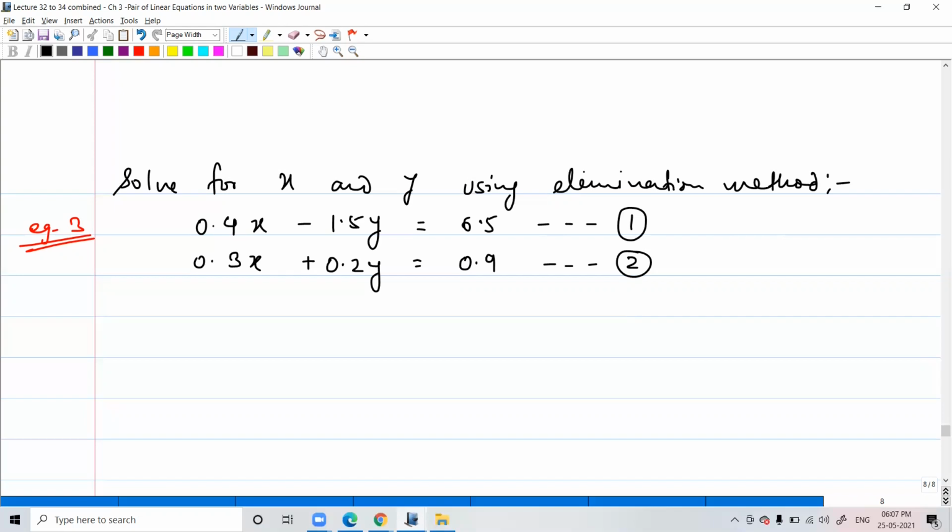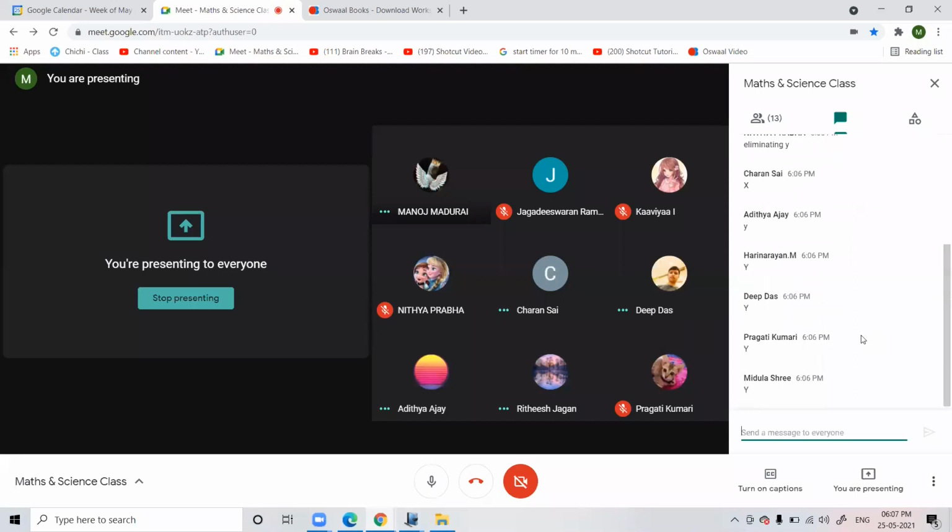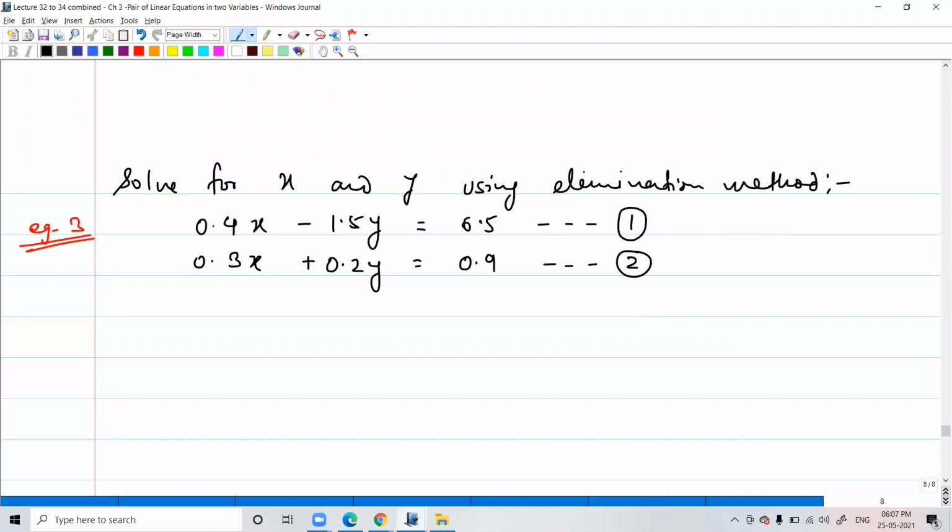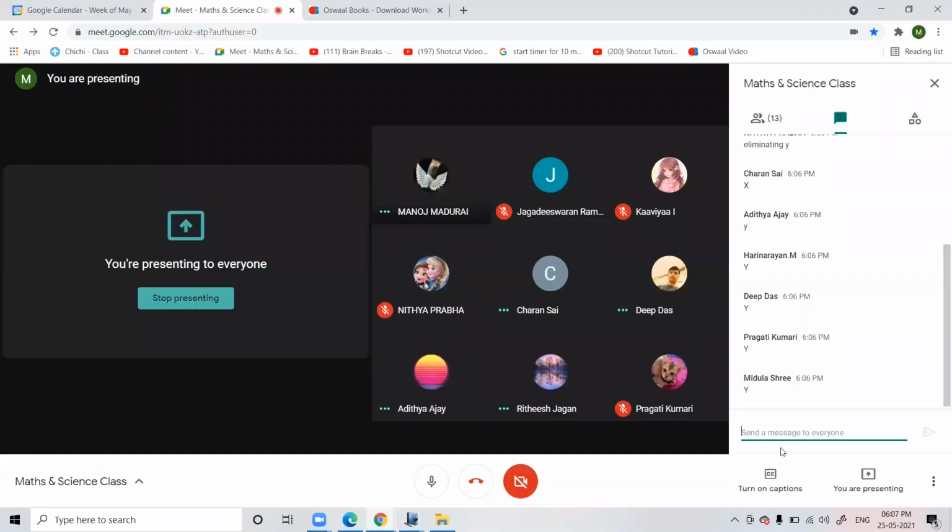Okay, everyone who's trying to eliminate y, only those people, tell me what you're going to multiply in the first equation. You will type your answer, don't send it right now. Type your answer and be ready. When I ask you, then you will send. I'm asking only those people who are planning to eliminate y, not the people who are planning to eliminate x. What are you going to multiply in the first equation? So everyone is ready. Send your answers now, all of you. Okay. So I got answers.